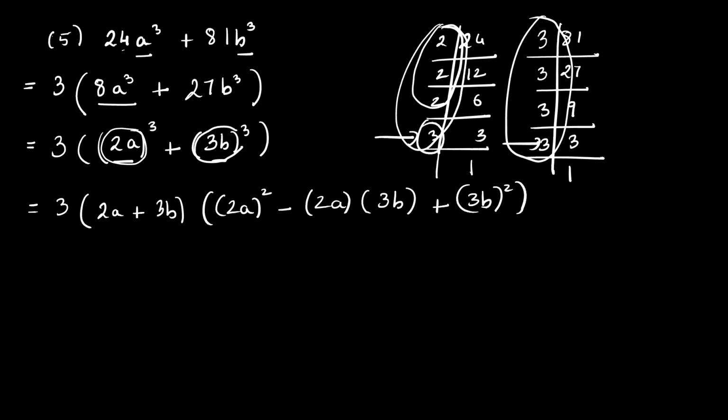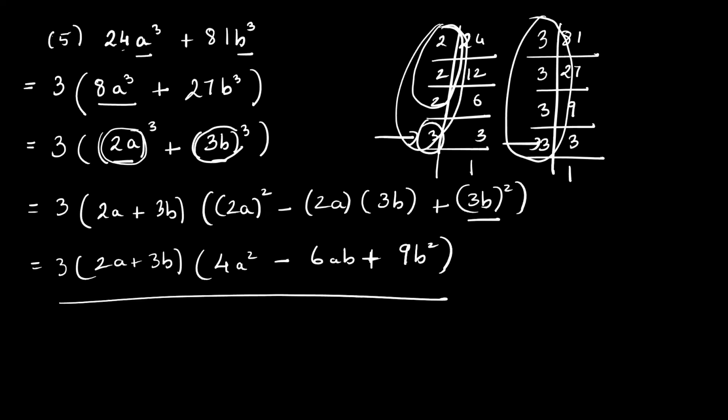Okay. Let's keep 3 outside. What is this? This we'll copy it as it is. Acha. Now tell me the square of this. 4a square. Very good. Minus, multiply the numbers. 6ab. Perfect. Plus, what is this square? 9b square. Very good. This is the sum. Okay. Thank you, Sneha.